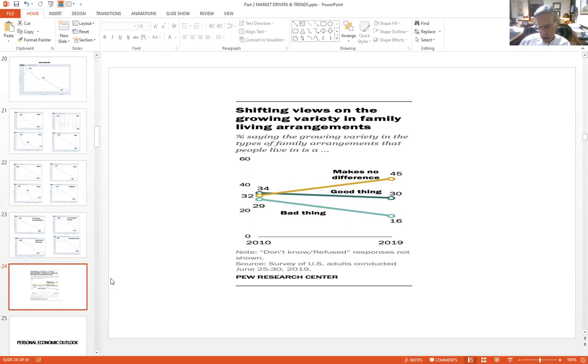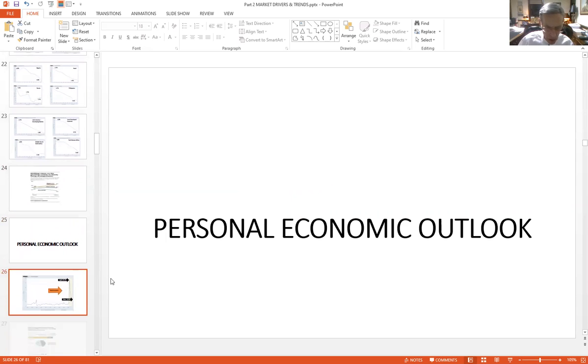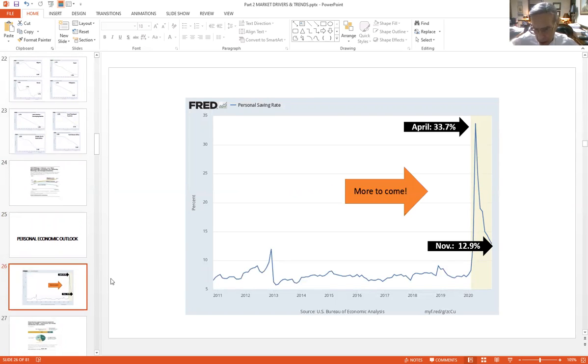But today, it's different. Almost half think it makes no difference, and 30% still think it's a good thing. So 75% either think it's a good thing or it doesn't matter. So generally speaking, unconventional families and living arrangements are no longer out of the mainstream. They're more acceptable.